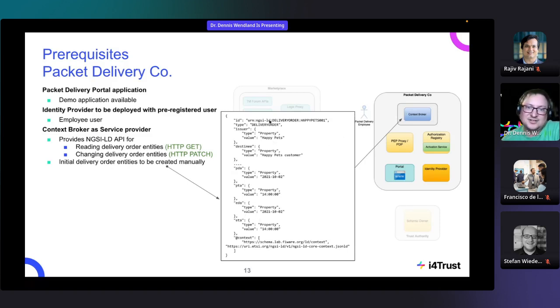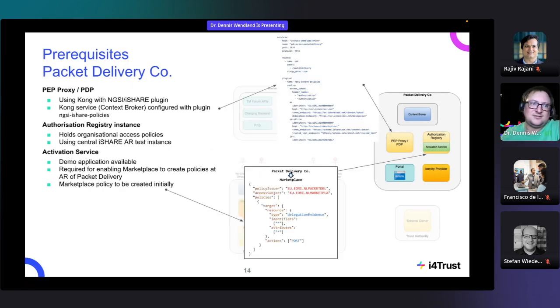And now also for this reference example, since we assume their customer already ordered something on the retailers and there's already a delivery order created, this initial delivery order needs to be created manually. It's something we've already done. This is how this could look like. So typical entity in the context broker, the type of delivery order and certain attributes here. Then there's the PEP and PDP components. This is where we use Kong with a certain plugin, which is performing the access management according to iSHARE for NGSI-LD requests.